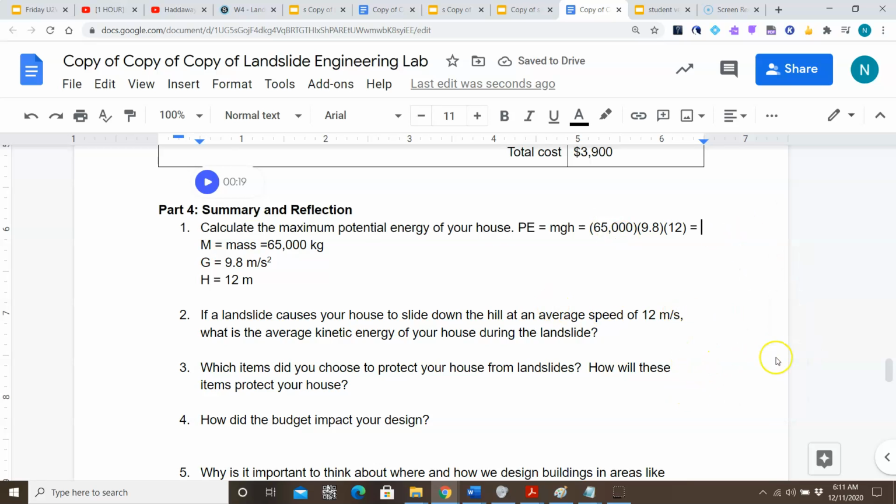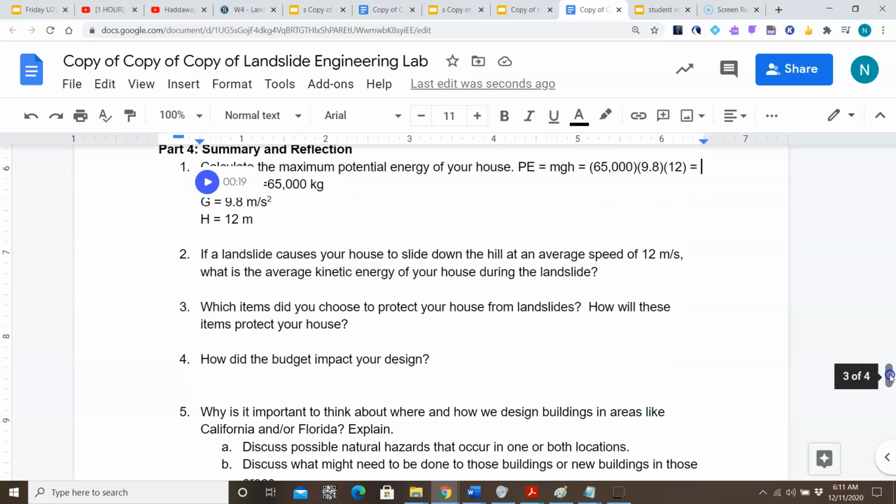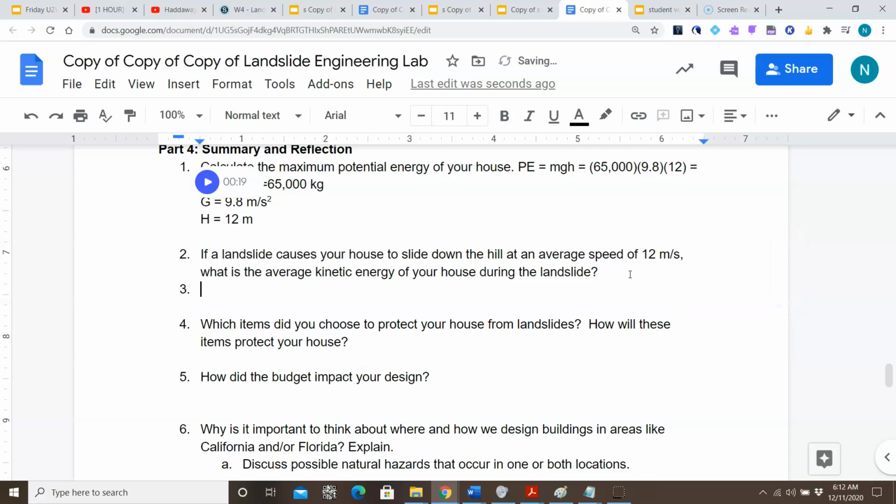Okay, the last few questions. Oh, sorry, question 2, you're asked to calculate the kinetic energy of your house, if your house is sliding at a speed of 12 meters per second. So for this one, you're going to use the equation kinetic energy is equal to 0.5 times the mass times the velocity squared.